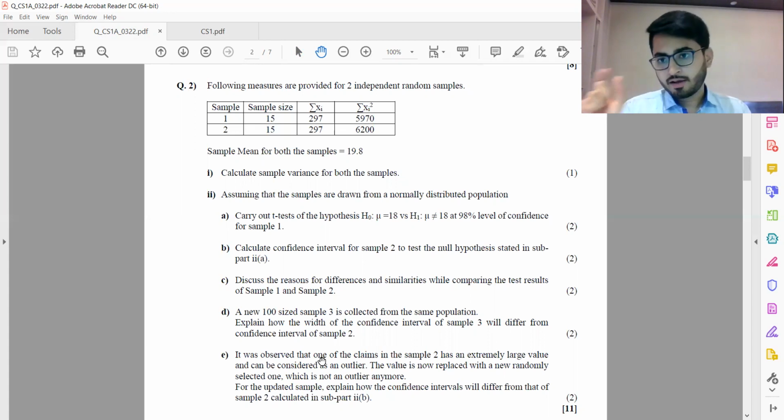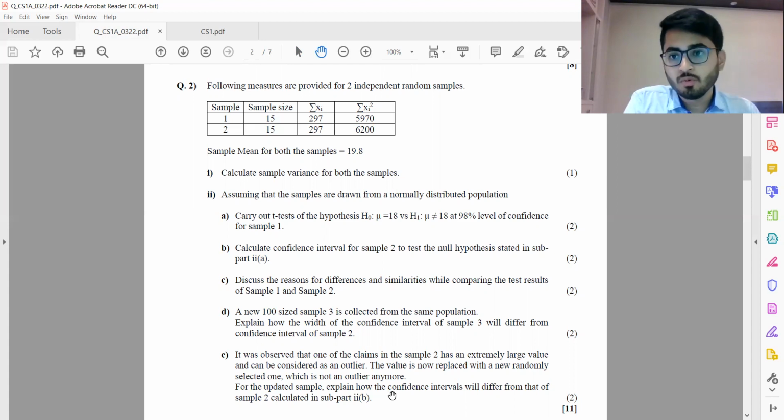Next, we're replacing a very high extreme value with a lower value. Therefore, my sample variance will also decrease. The effect of this is that my confidence interval will become less wide. It will become narrower in nature. So what I can conclude is that my confidence interval would have shifted towards the left, and it would have been narrower as compared to earlier. So the width would have decreased.